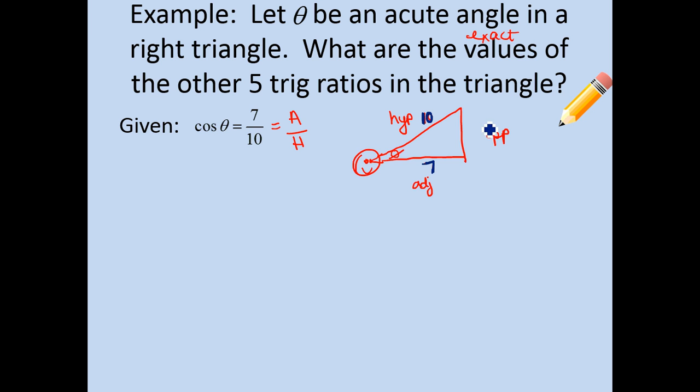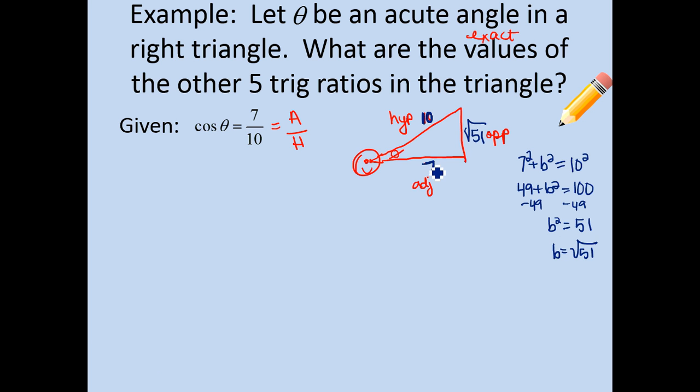Okay, I need to find out what the opposite is, so I'm going to use the Pythagorean theorem. 7 squared plus the opposite squared equals 10 squared. So 49 plus b squared equals 100. Subtract 49. I get b squared equals 51. b equals the square root of 51. So the opposite would be the square root of 51.